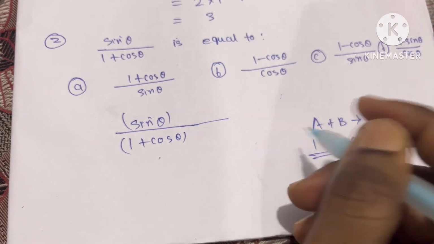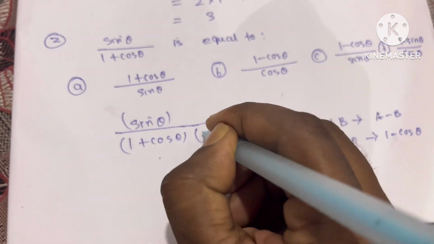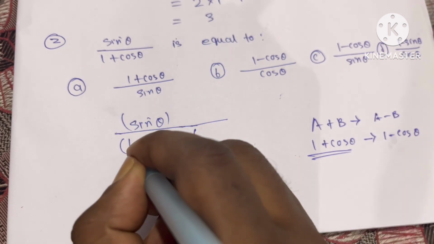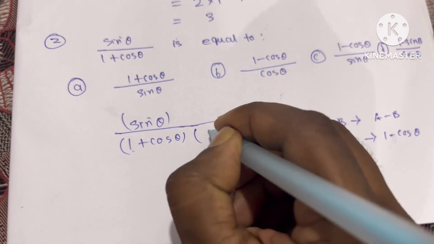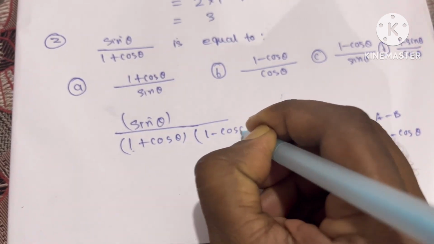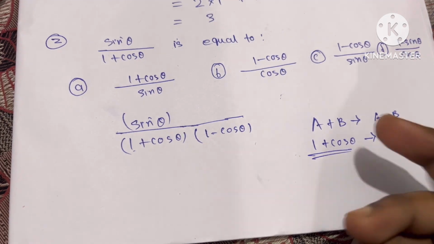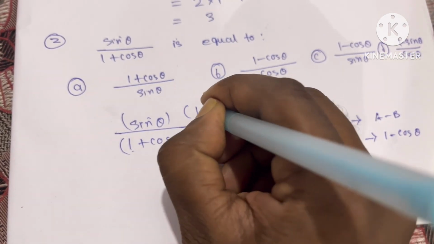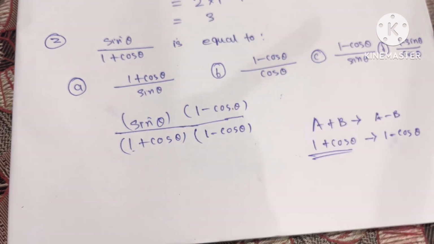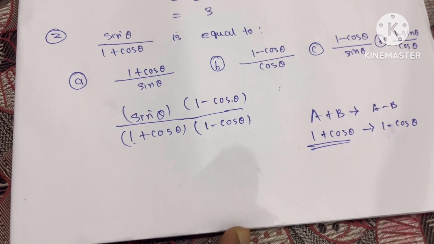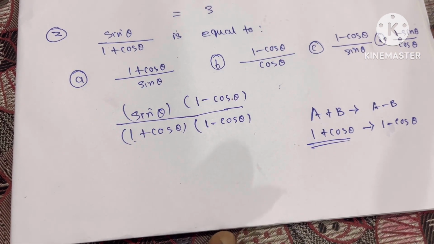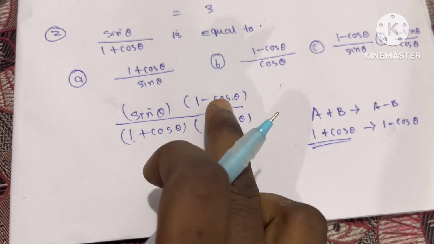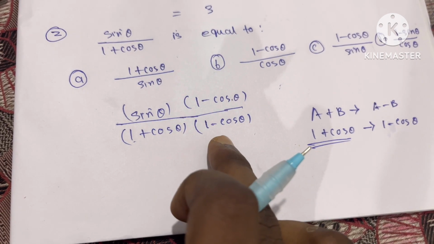So for simplifying this, we'll multiply both numerator and denominator by the conjugate of 1 plus cos theta. The conjugate of 1 plus cos theta means 1 minus cos of theta. If you multiply this in the denominator, you have to multiply this in the numerator also, 1 minus cos of theta. Otherwise you'll get a different fraction, isn't it? That's why we have to multiply the same conjugate of the denominator in the numerator also and in the denominator also.